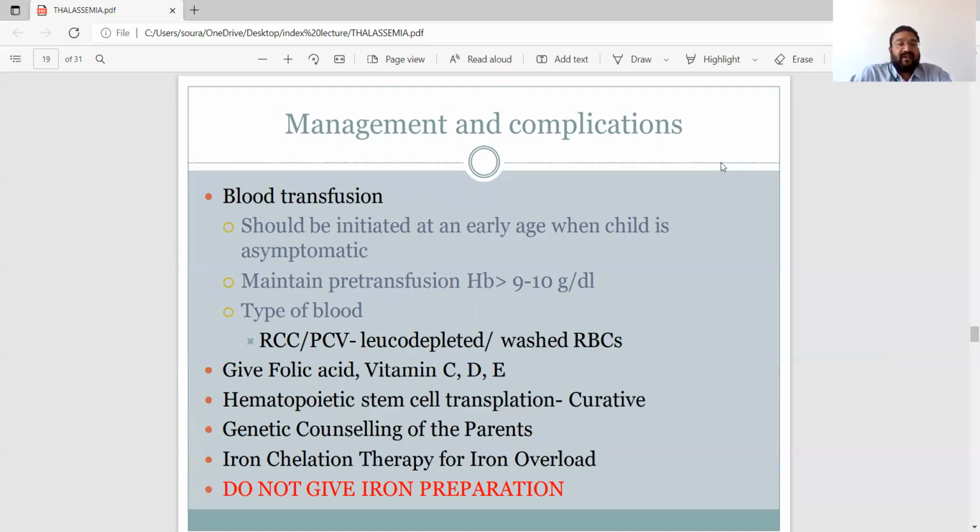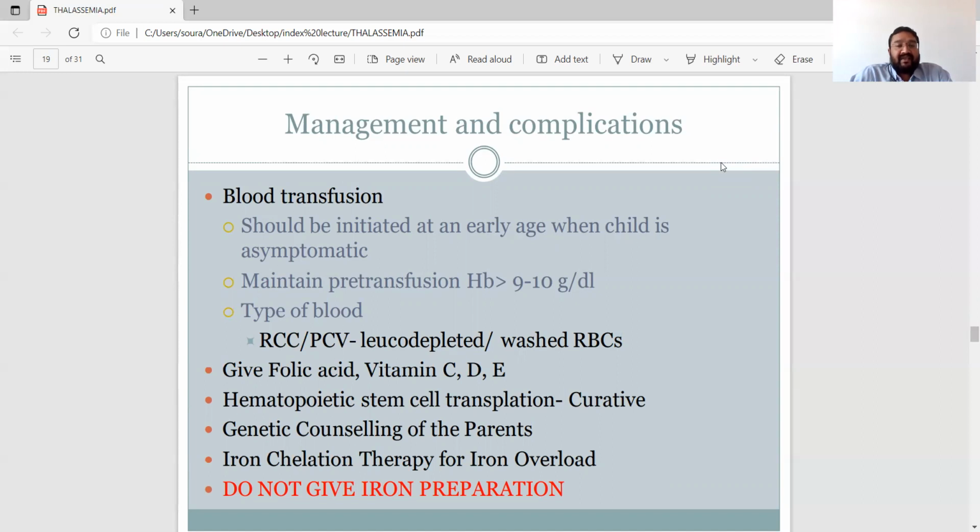Folic acid is routinely given to a child with thalassemia along with vitamin C, D, and E. The only curative treatment available for patients with thalassemia is hematopoietic stem cell transplantation, but the availability of a donor is always an issue. Genetic counseling of the parents should be done in all children diagnosed with thalassemia major to determine whether the parents are trait or carrier, or have the other type of thalassemia. It also helps in determining the chances of another offspring born with thalassemia major or other type of thalassemia.